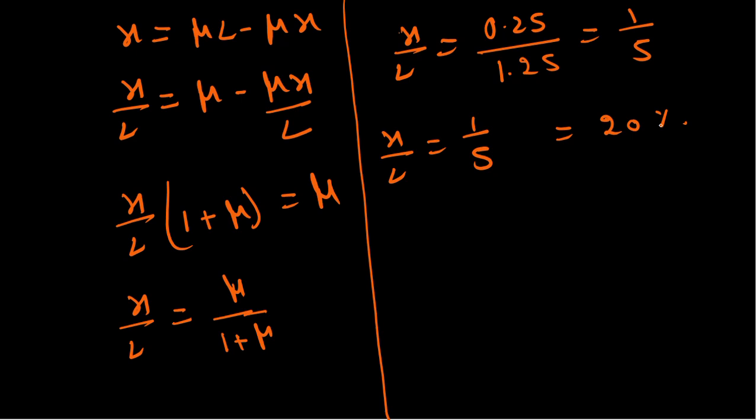80% should be on the table. If less than 20% of the chain is hanging, no issue. But if more than 20% of it is hanged, the chain will fall on the ground.